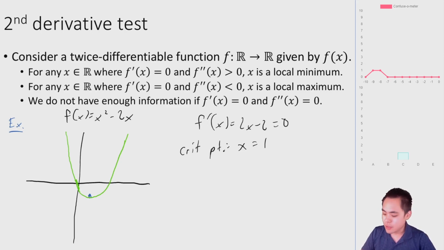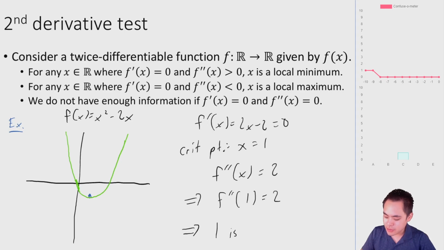where x is equal to 1, but then f double prime of x is equal to 2, and therefore f double prime of 1, since that's the critical point, is also equal to 2, which implies that 1 is a local minimum.